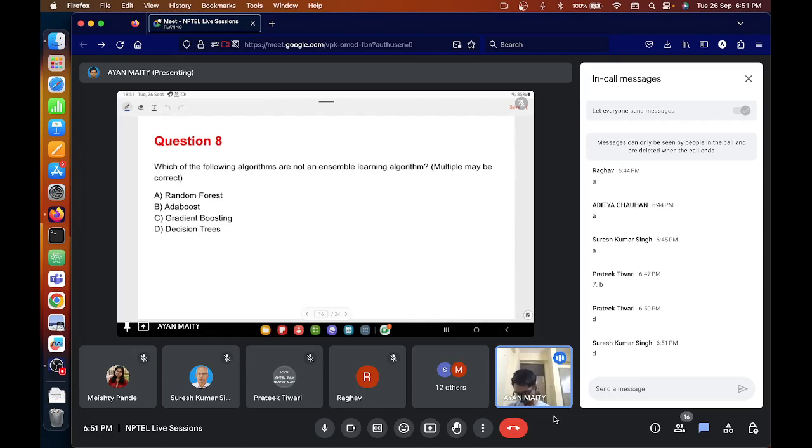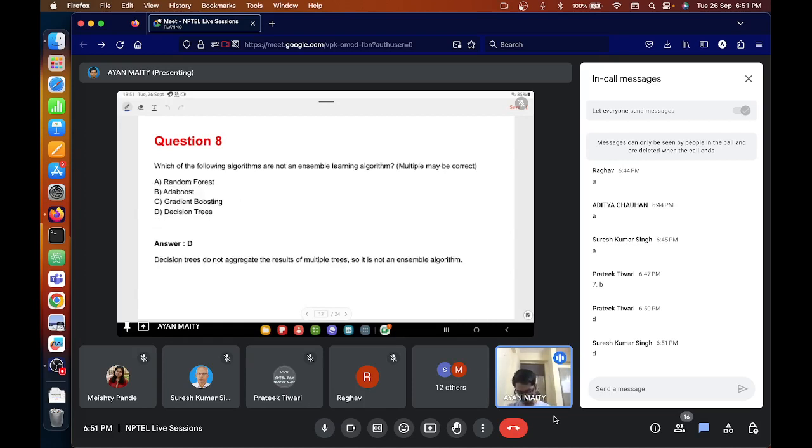Yes, so correct answer is option D, and this is the only correct answer. It is written that multiple options may be correct, but all the 3 other options, random forest, AdaBoost, and gradient boosting, all 3 algorithms are ensemble learning algorithms, and decision trees are not ensemble learning algorithms. These are individual classifiers. So option D is the only correct answer here.